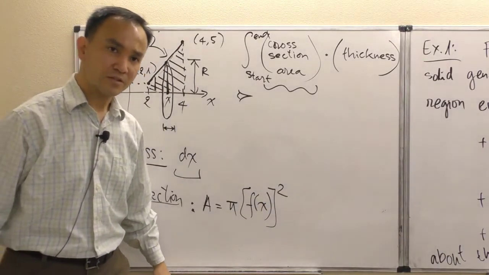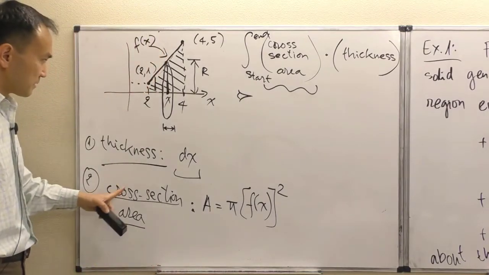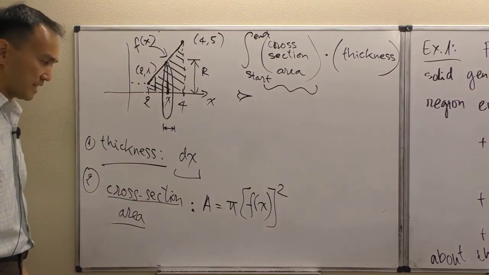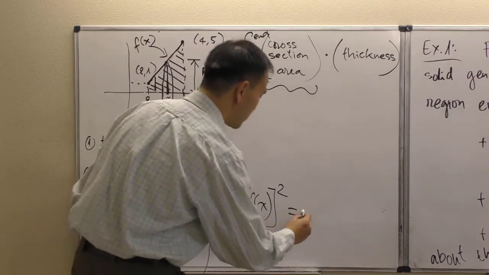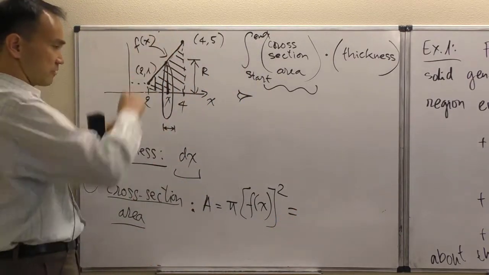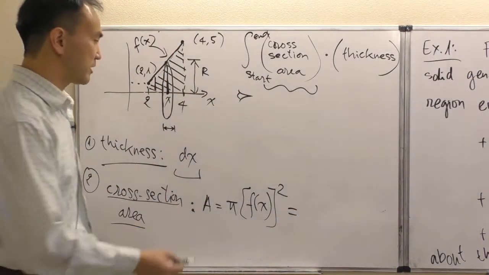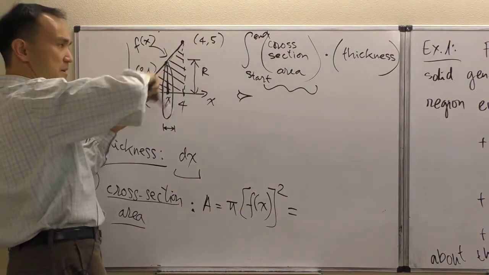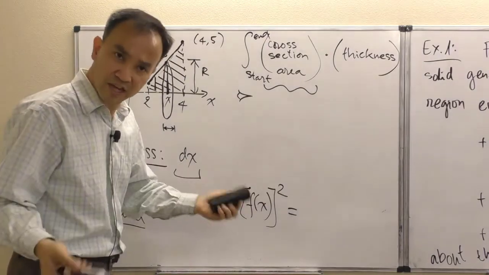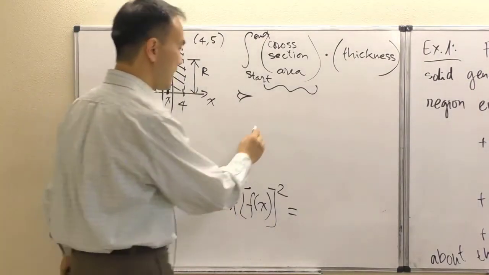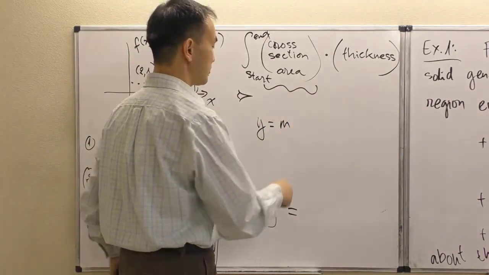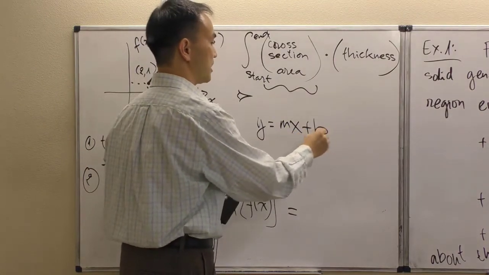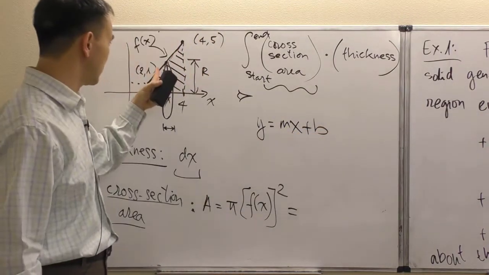Okay, and so now pi times f of x squared dx, and particularly for this function, with a little bit of algebra, you can see that this segment connects these two points, and it appears to be a line. It is a line. It's a segment, so it's a line. A line has an equation in terms of x, famously y equals mx plus b. That's what this line is.